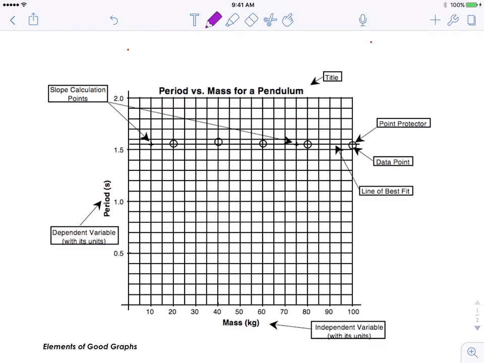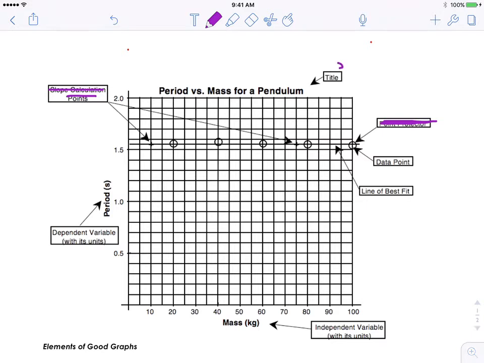Okay, so let's just jump into this. A couple parts that you don't have to worry about in this class are the point protectors, and that is just for when you have a lot of different points. Also, the slope calculation points, you don't have to worry about those. If you want to use them to help you make your slope, then by all means, please use them, but I won't take points away if you don't have it.